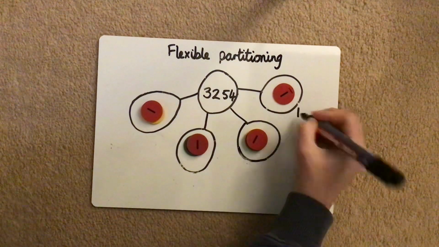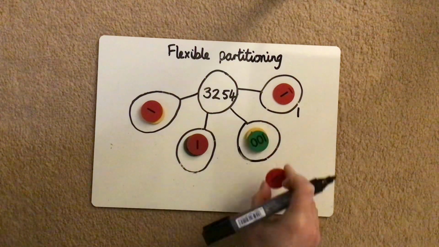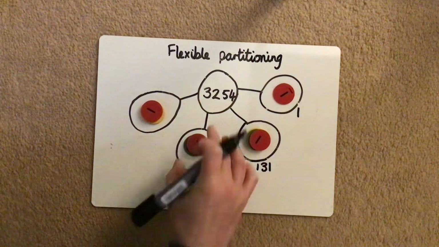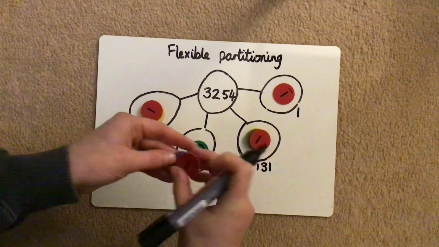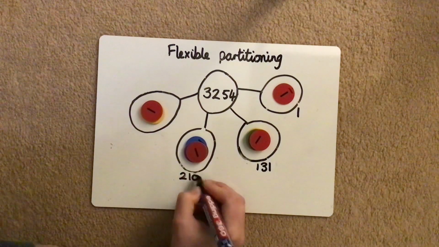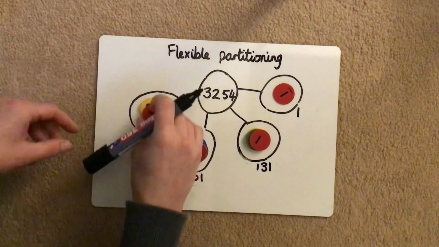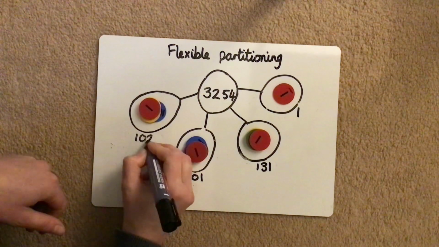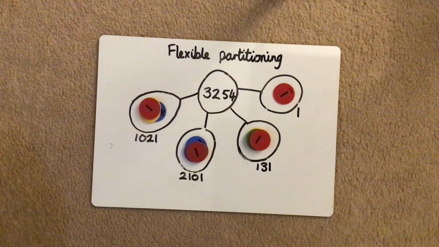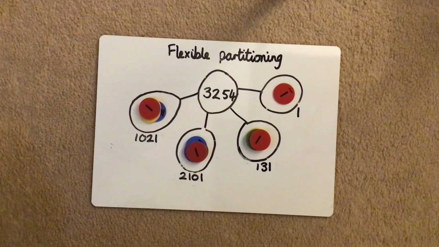So I've got 1 in here, I have got 10, 20, 30 and 100 and a 1, so I've got 131 in this part. I have got 2,000s, 100 and a 1, so I've got 2,101, and then I have got 1,021 in here. Now if I count all of these up and I add them all together, I know that these 4 parts are going to make my whole, which I've got here.